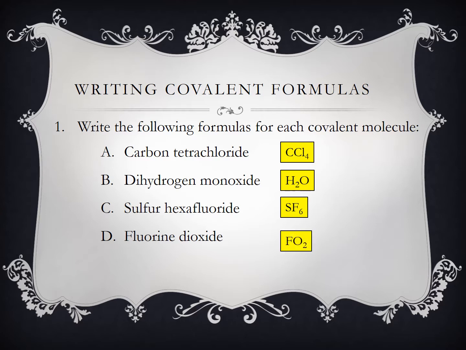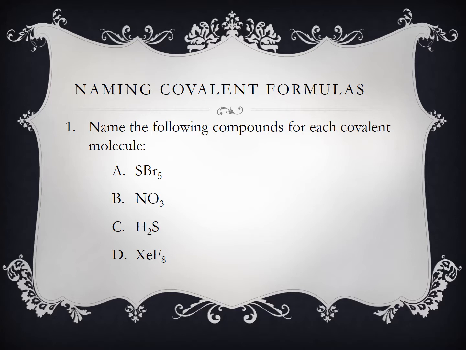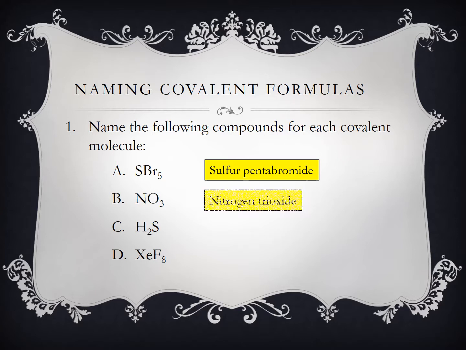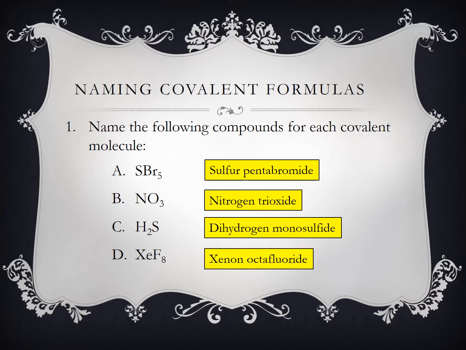Same concept for naming. You just got to look at how many of that element you have and use the prefix. Again, no mono for the first element if it's 1. So for A, sulfur pentabromide. B, NO3, nitrogen trioxide. H2S, dihydrogen monosulfide. And xenon octafluoride.